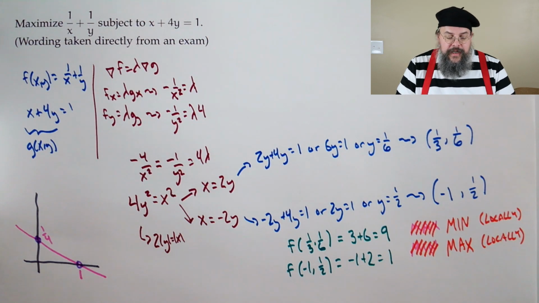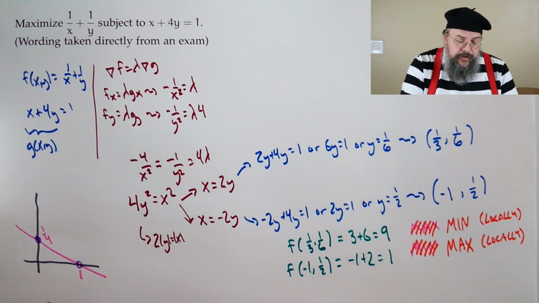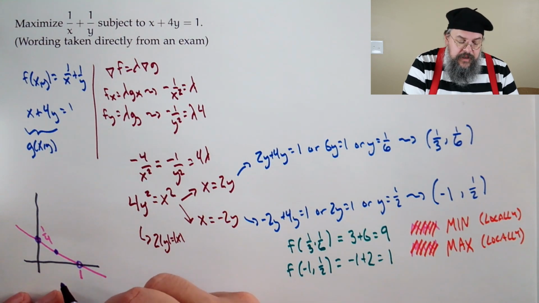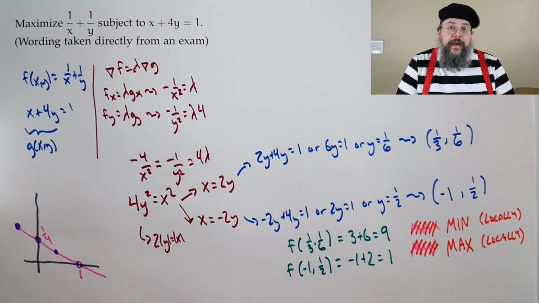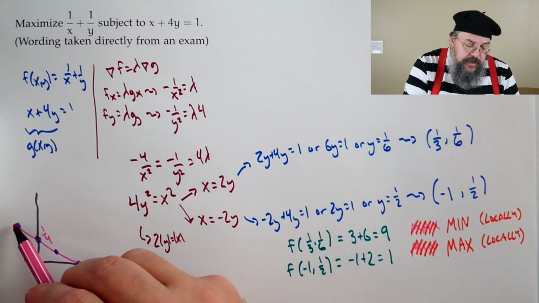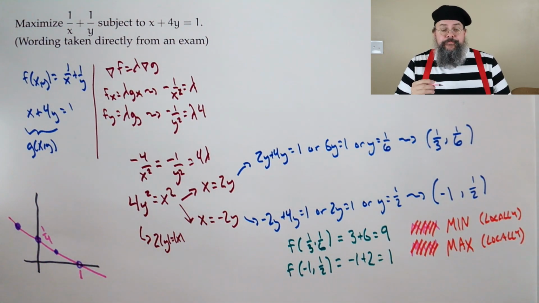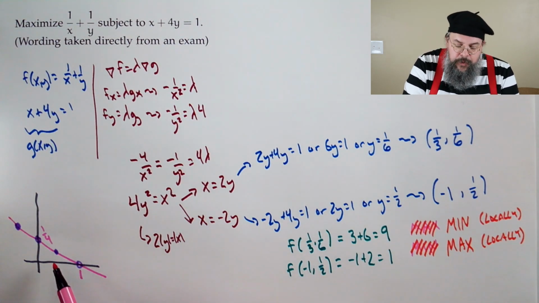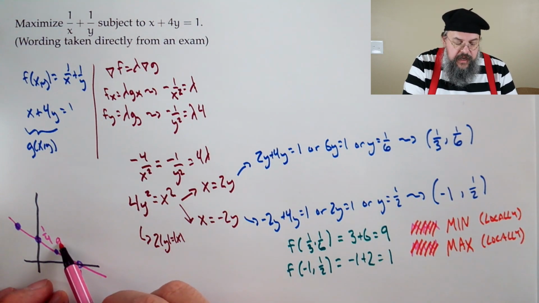Now, we got 2 points that showed up. One point was here at 1/3, negative 1/6, and the other point was over here. And at this point, what we want to do is be a little bit careful and think about what's happening. So, we know the value of the function at this point is 9.